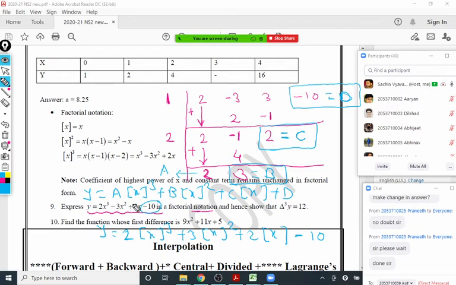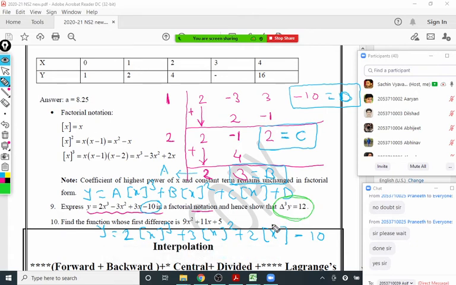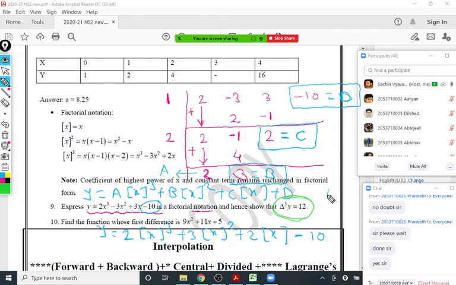Anyone? Can I show you the derivative now? This third difference: we have to prove that delta cube, the third difference of y, is 12, and we can prove it by a derivative. When y is written in a factorial notation, the differences are very simple to compute. So if I want a first difference, say delta y, I am writing it here.